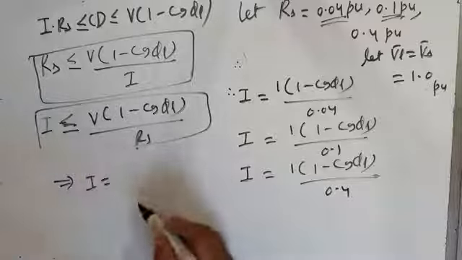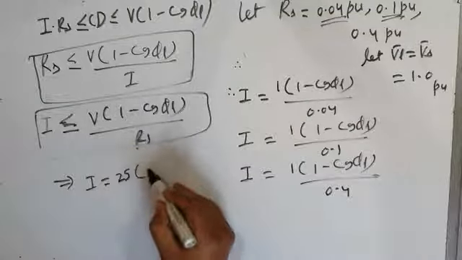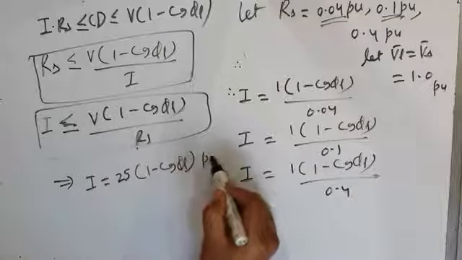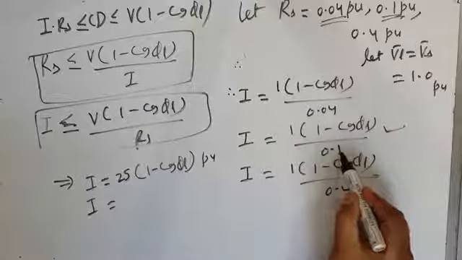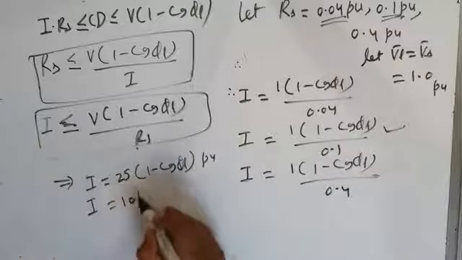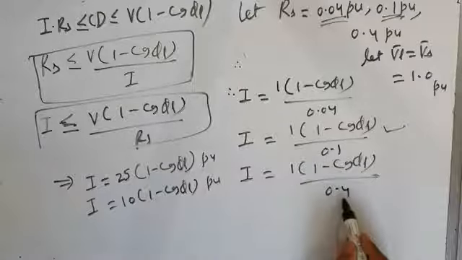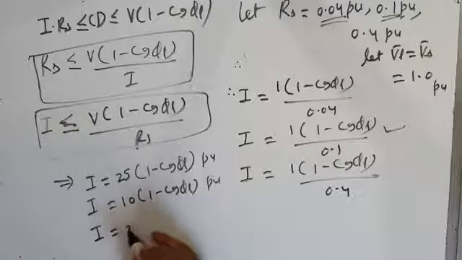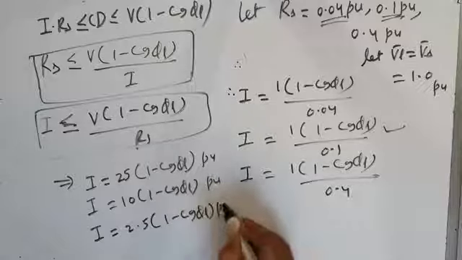So I should be either equal to 1 by 0.04 is 25. 25 times 1 minus cos phi L per unit. दूसरा वैल्यू करंट का मुझे यहाँ से मिलेगा 1 by 0.1 is 10. So 10 into 1 minus cos phi L per unit, और तीसरा वैल्यू मुझे यहाँ से मिलेगा 1 by 0.4 is 2.5. So I is equal to 2.5 times 1 minus cos phi L per unit.